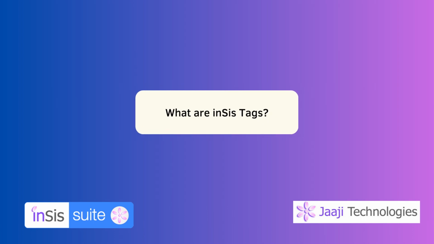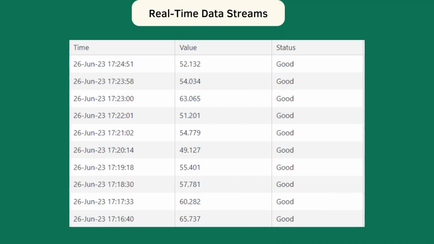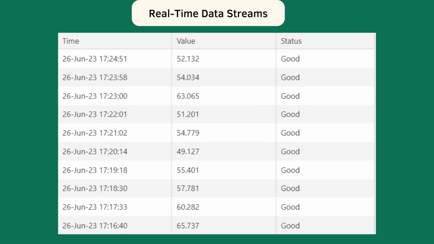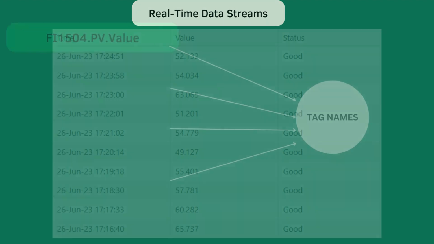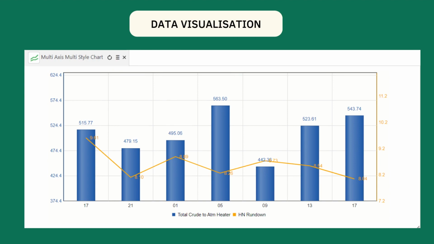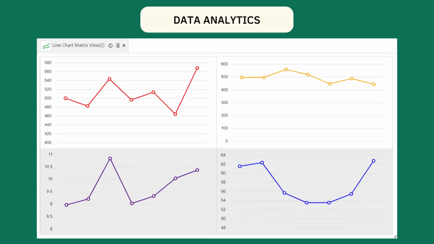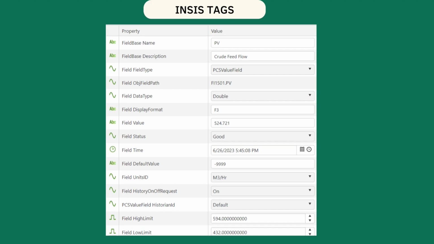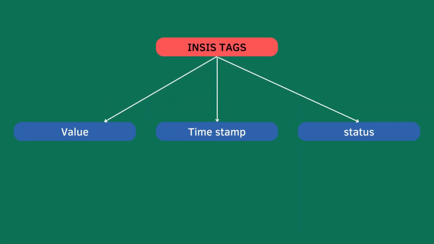What are inSis tags? inSis tags are a form of real-time data stream or vector. They can be described as a sequence of data points that are saved along with timestamps. Each inSis tag is assigned a unique name and is utilized in the frontend for the purpose of visualization and analytics of both real-time and historical data. All inSis tags are represented by their corresponding value, timestamp, and status.